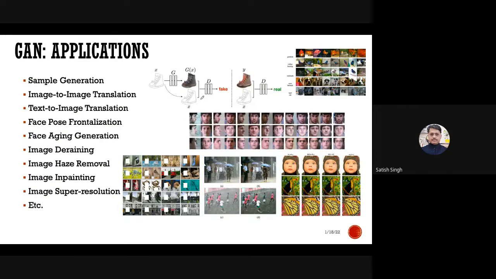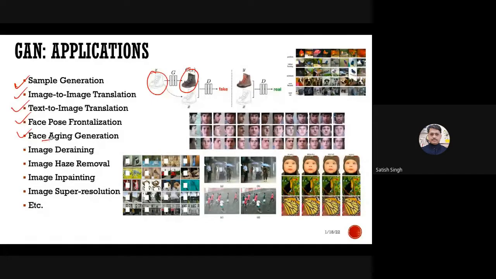These are typical GAN applications like sample generation. Here, this is image to image translation. You have given this kind of image, and the generator has generated this kind of image. So after complete training, you can almost say a textured image can be generated. Sample generation, image to image translation, text to image translation, face pose frontalization, face aging generation.